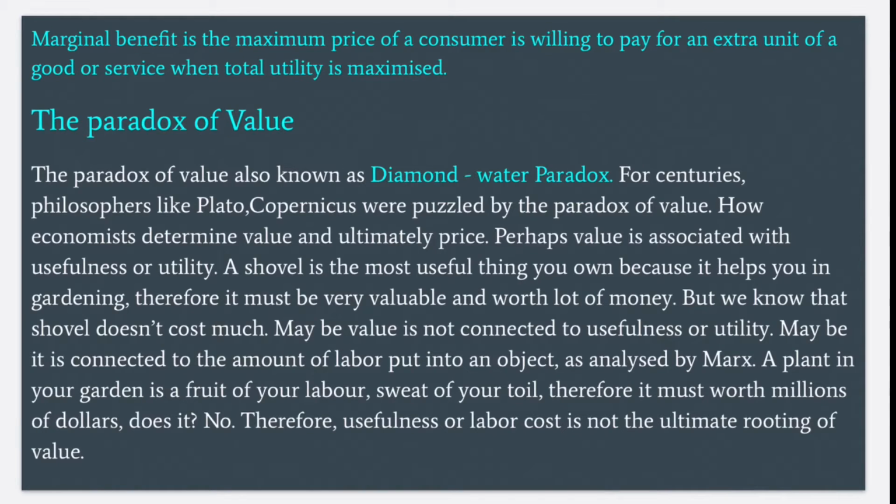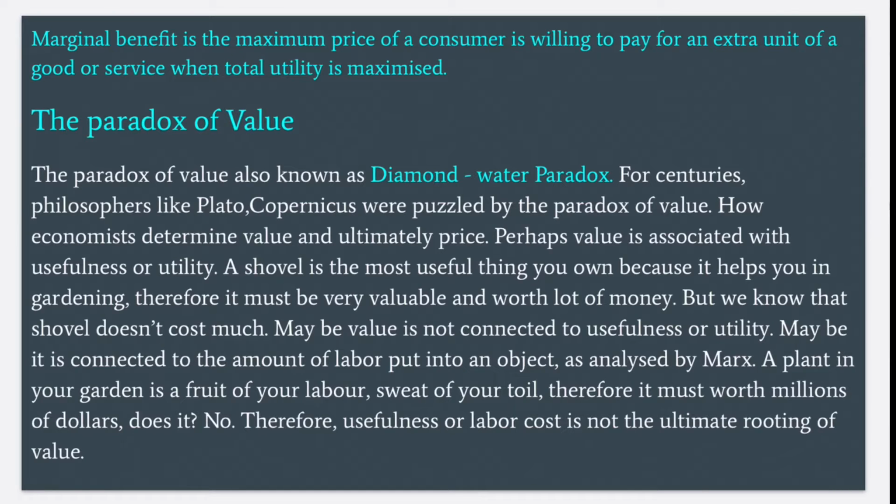The paradox of value. The paradox of value is known as the diamond-water paradox. For centuries, philosophers like Plato and Copernicus were puzzled by the paradox of value. How do economists determine value and ultimately price? Perhaps value is associated with usefulness or utility. A shovel is the most useful thing you own because it helps you in gardening. Therefore, it must be very valuable and worth a lot of money. But we know that a shovel doesn't cost much.